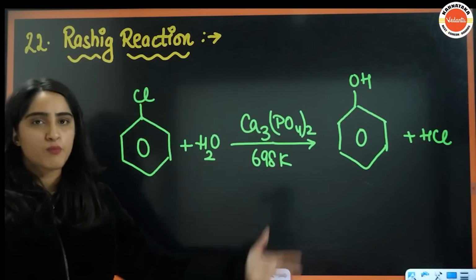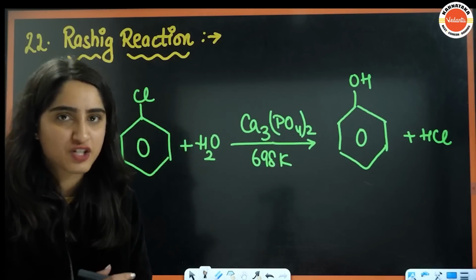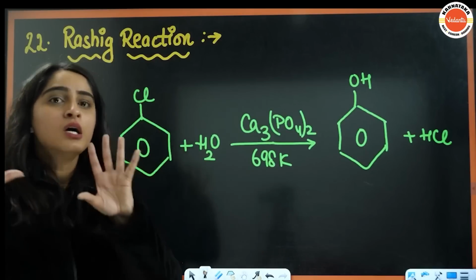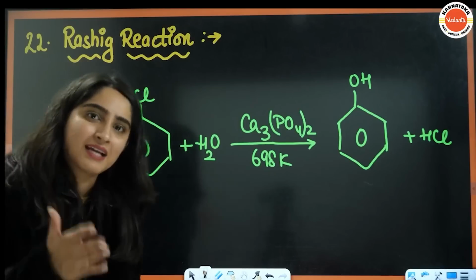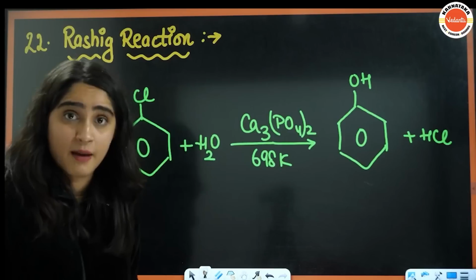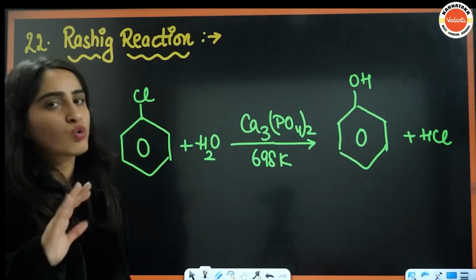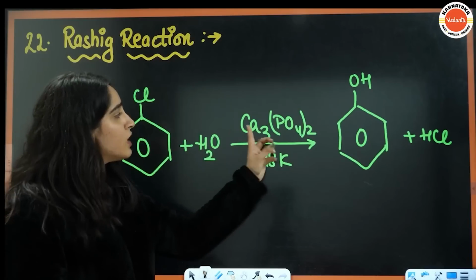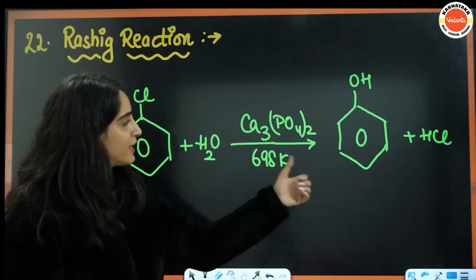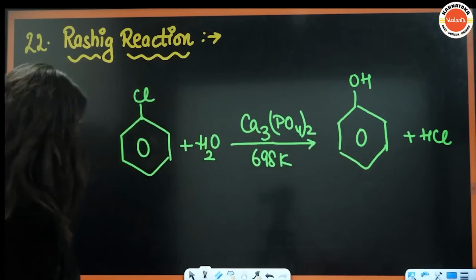So next is Raschig reaction. I won't say this is a very important reaction, but I have also included it, because this is one of the naming reactions. Still it can be asked directly in the exam, but not through examples. So this is chlorobenzene, and this is what we have added here. This is calcium phosphate at 698 Kelvin, and you have phenol formation here.